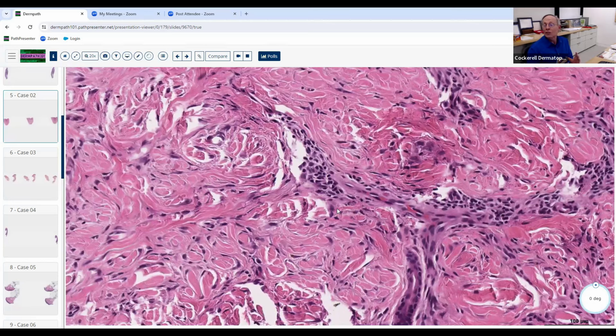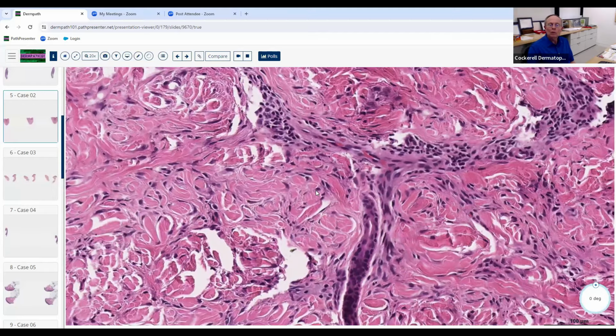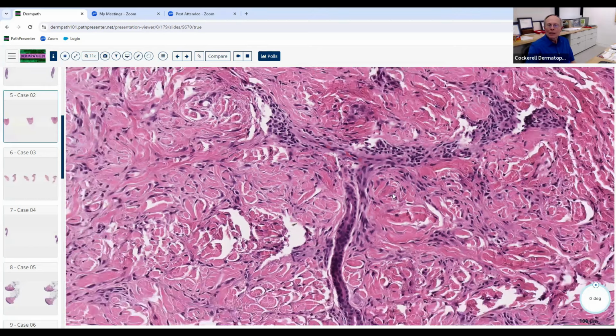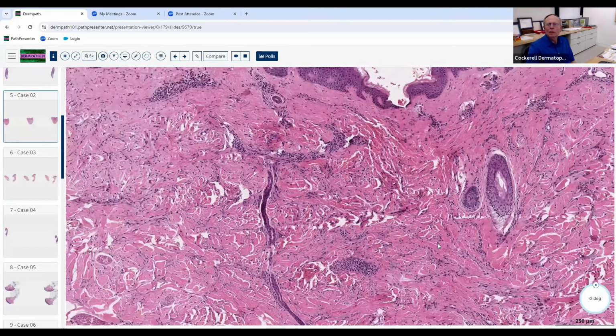Sometimes you get lots of mucin in the so-called papular mucinosis variety, where you see a ton of mucin and then these cells kind of accompanying that. And then this variant, where it looks more like the fibroblasts and histiocytes with relatively little mucin. And GA can really look very similar to this.